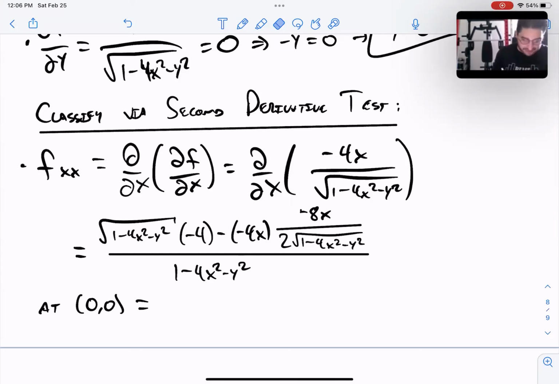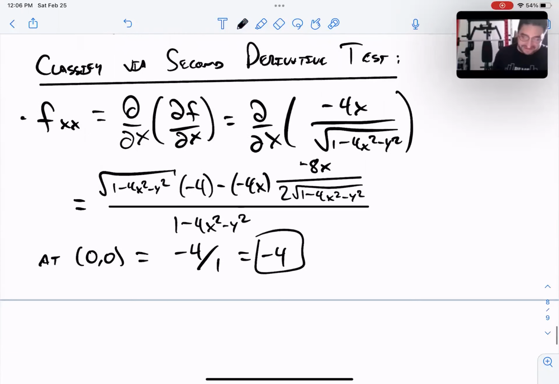And you just get, what do we get? We just get negative 4 over 1. Just get negative 4. That's it. There we go. So it looks really horrible, but when you plug in the critical point, it's not that bad. Okay, let's also do fyy.